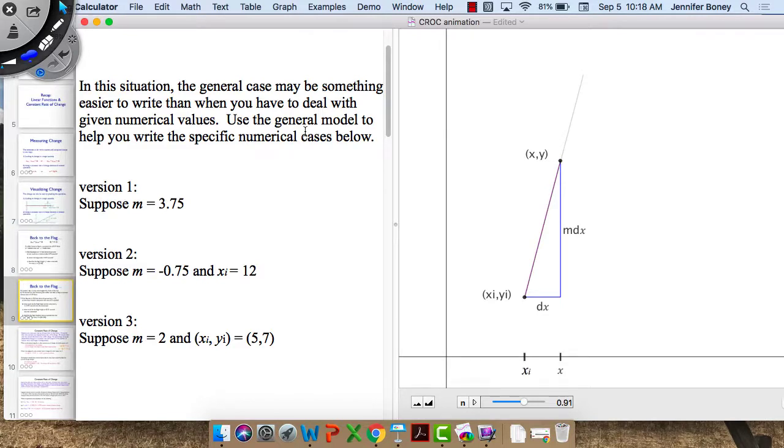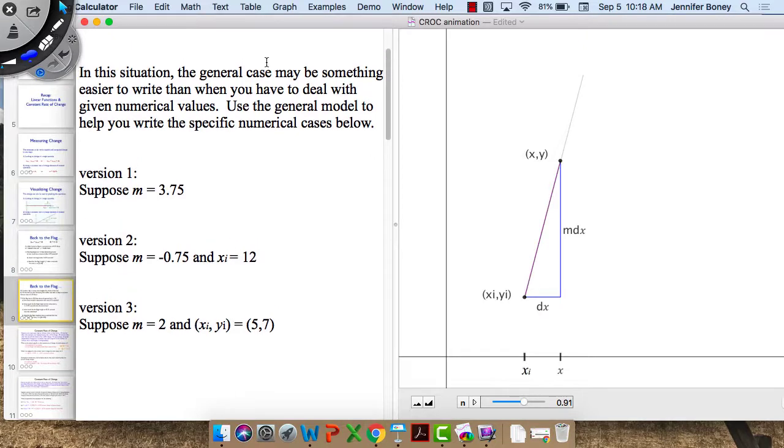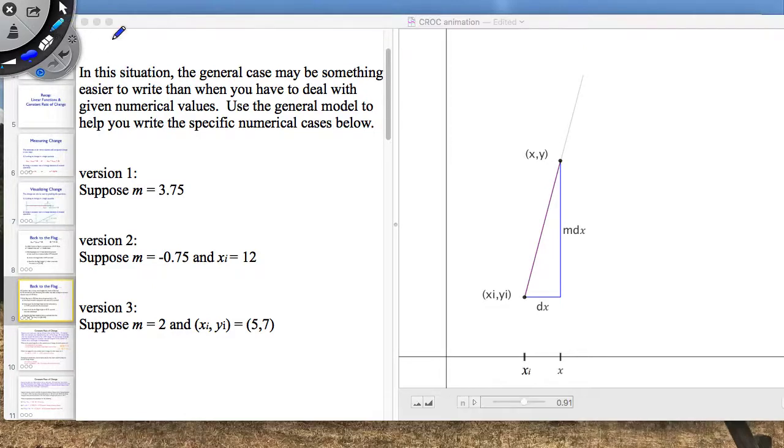So for instance, suppose I have a rate of 3.75, which I do right now. If I wanted to write this more specifically instead of what we just wrote a minute ago, all I'd have to do is change, instead of writing y final is y initial plus m dx, I'm going to write plus 3.75 dx, where we said the dx was x minus x initial, right?